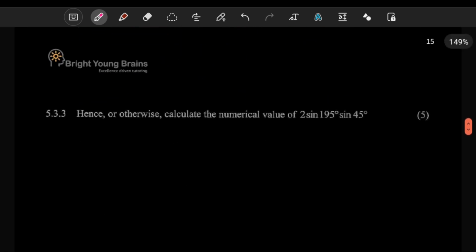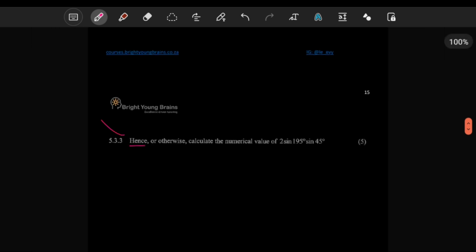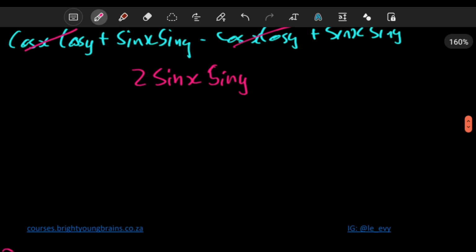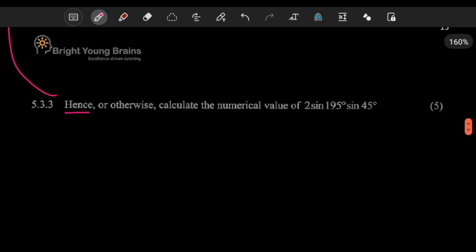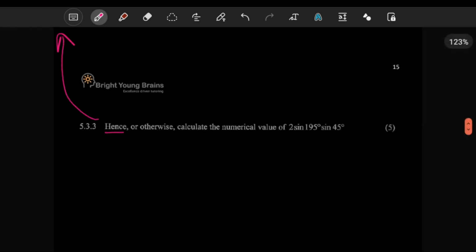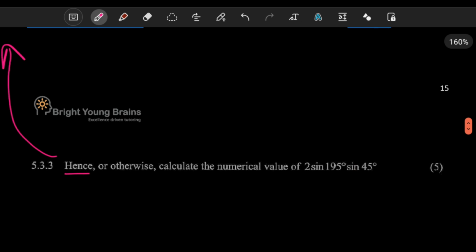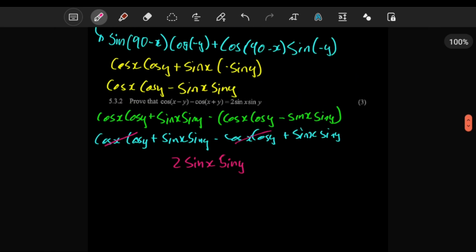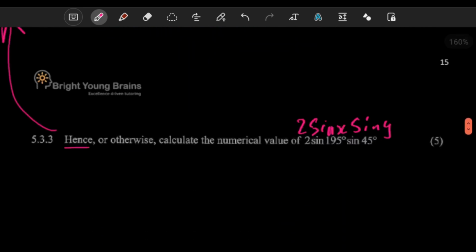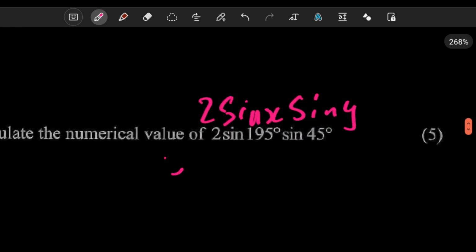The next one. Anything that starts with "hence" means go back to the previous question. Always use what you would have worked out in the previous question for a question that starts with hence. If you don't do that, it's your fault. So here it says hence or otherwise calculate the numerical value of this. Just looking at it, it's so clear that this is representing 2 sine x sine y. My suggestion is you can already see here that x is equal to 195.